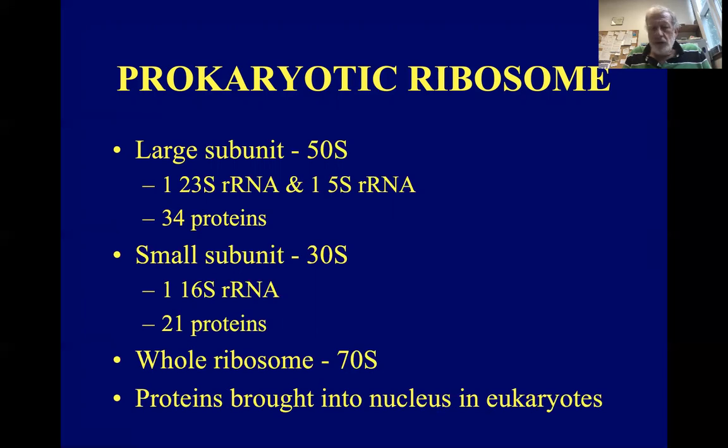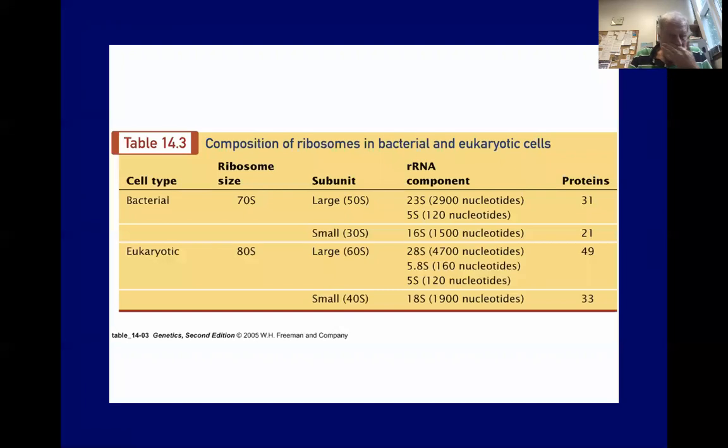Our ribosomal subunits are assembled in our nuclei, and so the proteins are brought from the cytoplasm into the nuclei and combined with the ribosomal RNAs to make the ribosomes. This shows the components of bacterial and eukaryotic ribosomes. And so ours are 80S and bacteria are 70S, and we have more proteins and bigger RNAs, although that 5S RNA is the same size in prokaryotes and eukaryotes.